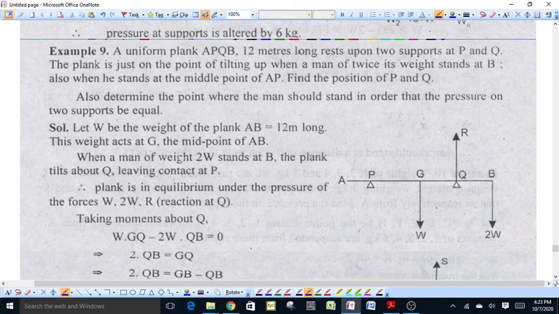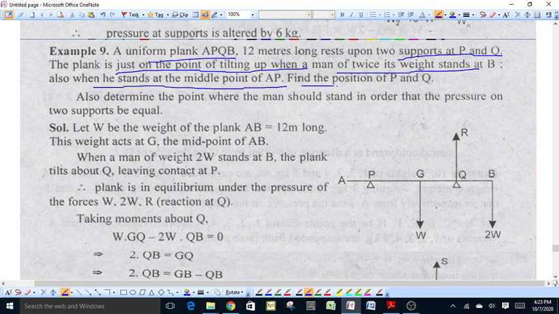Suppose we have a uniform plank APQB, 12 meters long, resting upon two supports P and Q. The plank is just on the point of tilting up when a man of twice its weight stands at B. Also, when he stands at the middle point of AP, find the position of P and Q.